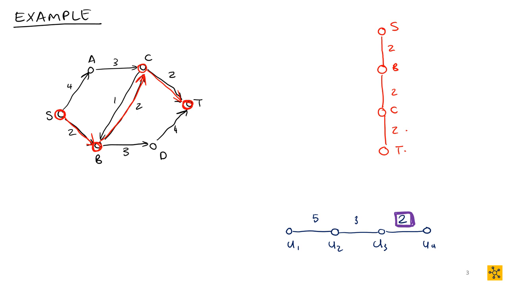Now in this situation they're all 2, so we're going to push through 2 everywhere. So when we update this and rewrite it with the actual flow involved, this will be 2 out of 2, this will be 2 out of 2, this will be 2 out of 2, and all the rest of the arcs will be 0.